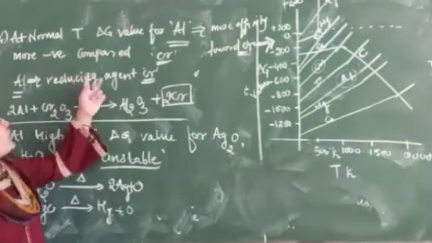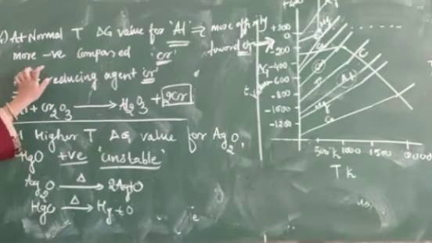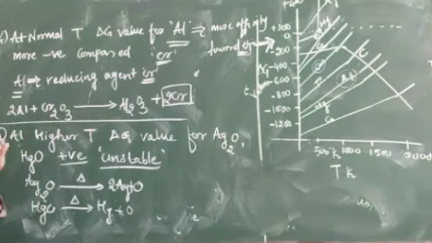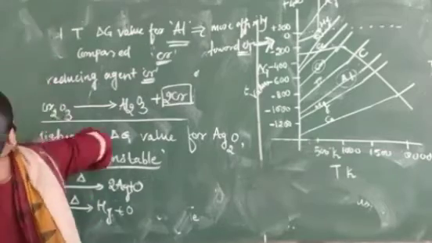Understood? Fourth and fifth point. At a normal temperature, delta G value for aluminium is more negative compared to Cr, so aluminium can be used as a reducing agent for chromium. And fifth one, at a higher temperature, delta G value for Ag2O and HgO become positive and metal oxides become unstable in nature. So these two can be thermally decomposed. Okay, this is about the fourth and fifth one.